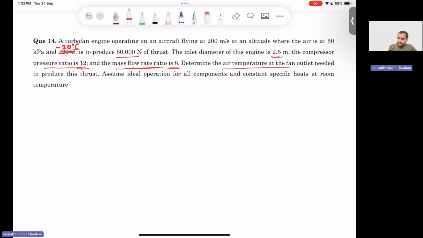We have to find the air temperature at fan outlet needed to produce this thrust, and we can assume the ideal operation for all components at constant specific heat at room temperature. So we have a turbofan engine first of all. So in a turbofan engine you have a fan. Some part of the air will go into this combustion process, the thermodynamic cycle, and the remaining air will bypass. So that ratio is the mass flow ratio. That ratio is 8, and it is flying at 200 meter per second, and pressure and temperature are given. Okay, so let us proceed.